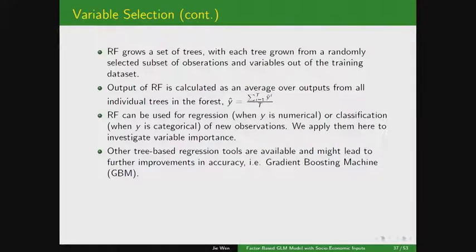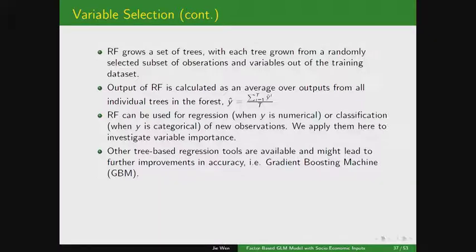And then it's very easy to understand. A forest is made up of a lot of trees altogether, and a random forest grows a set of trees. But the most important thing is that each tree grows from a randomly selected subset of observations and a randomly selected subset of variables.